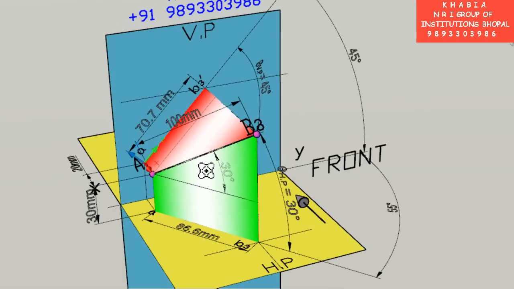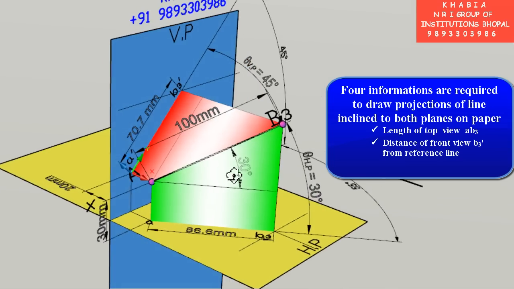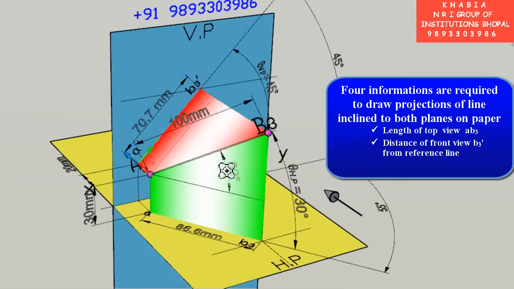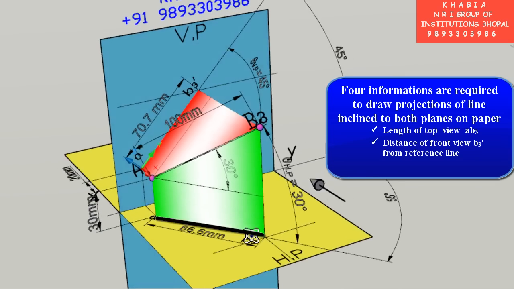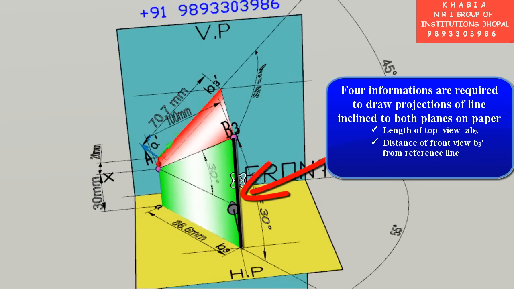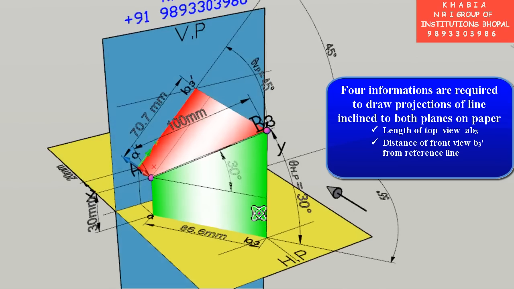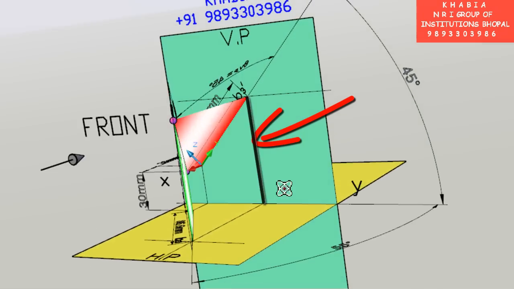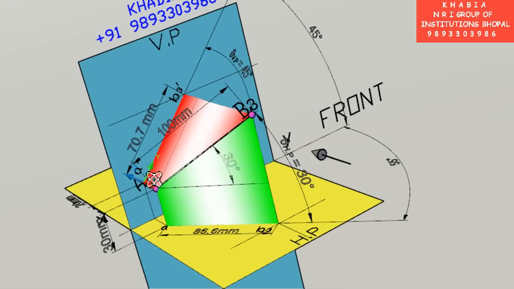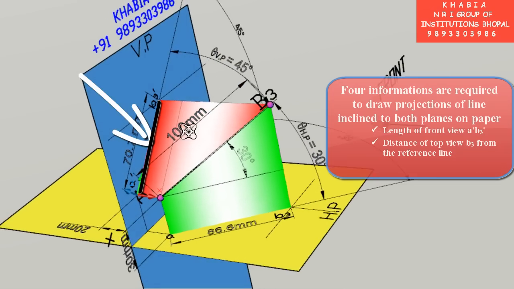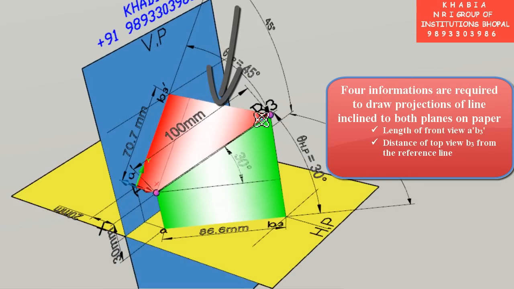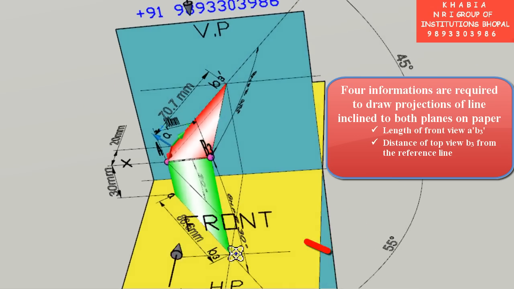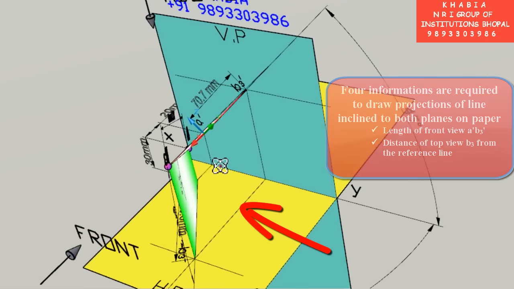Let us now see what data we require to draw the projections of a line inclined to both the planes on paper. Number one is the length of top view a b3, and number two is the height of point B3 from the horizontal reference plane, or height of front view b3 dash from the horizontal reference line. Number three is the length of front view a dash b3 dash, and number four is the distance of point B3 from the vertical reference plane, or distance of top view b3 from the horizontal reference line.